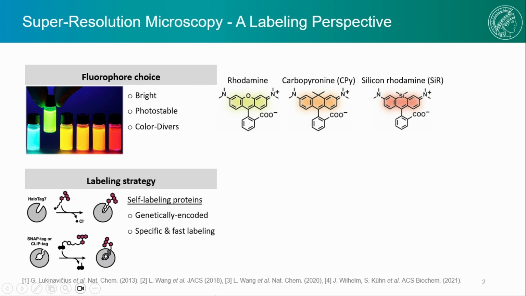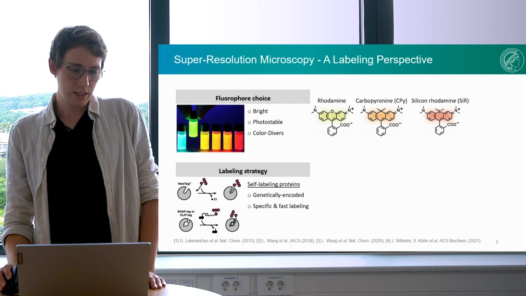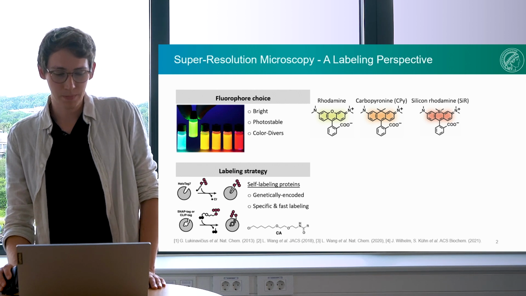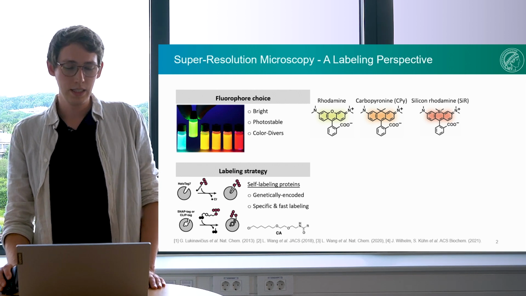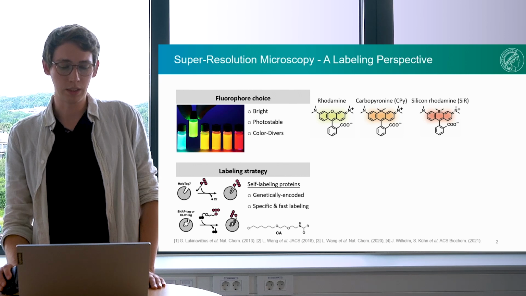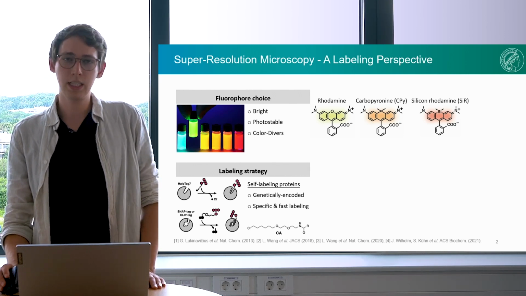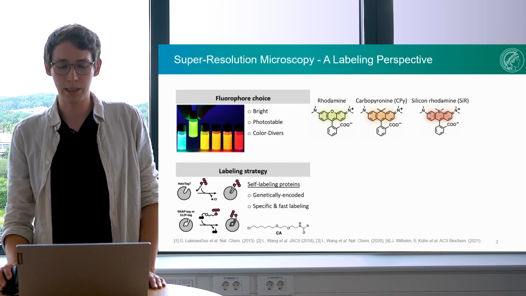Rhodamine dyes are best combined with self-labeling proteins. Those genetically encoded fusion proteins are non-fluorescent, however they can provide a specific and fast labeling reaction with a bio-orthogonal substrate. The most prominent examples are HaloTag, SNAP-tag, and CLIP-tag. For example, HaloTag makes a covalent bond with the common chloroalkane substrate that you can see here, and this can then be attached to a rhodamine dye.